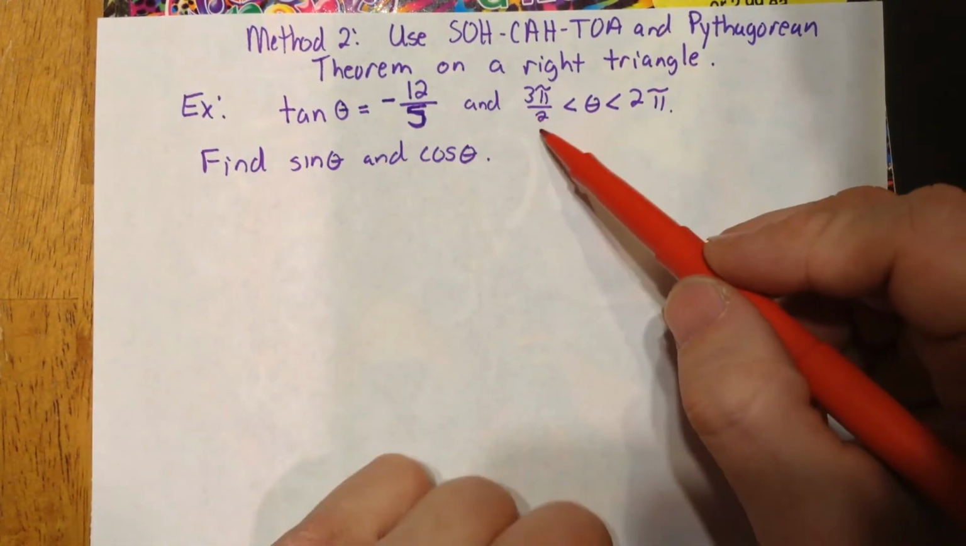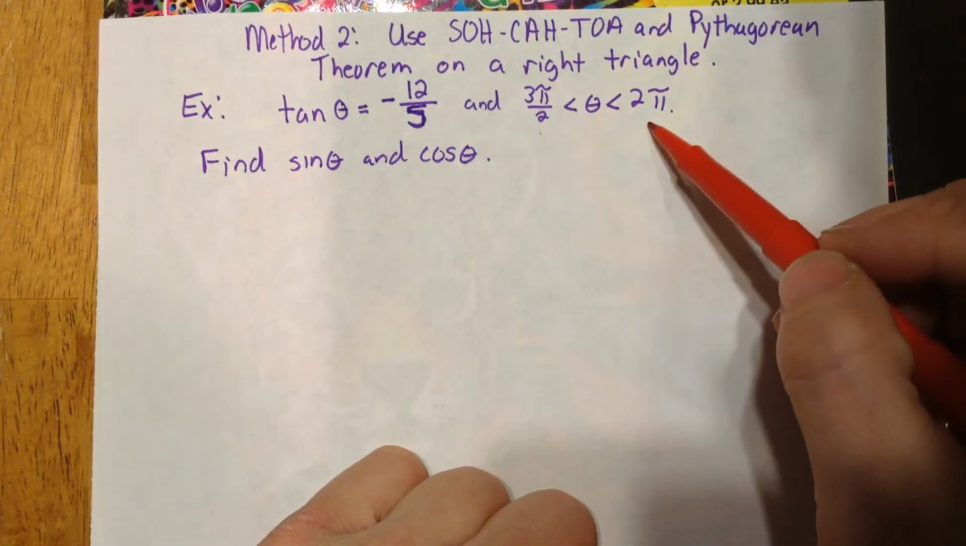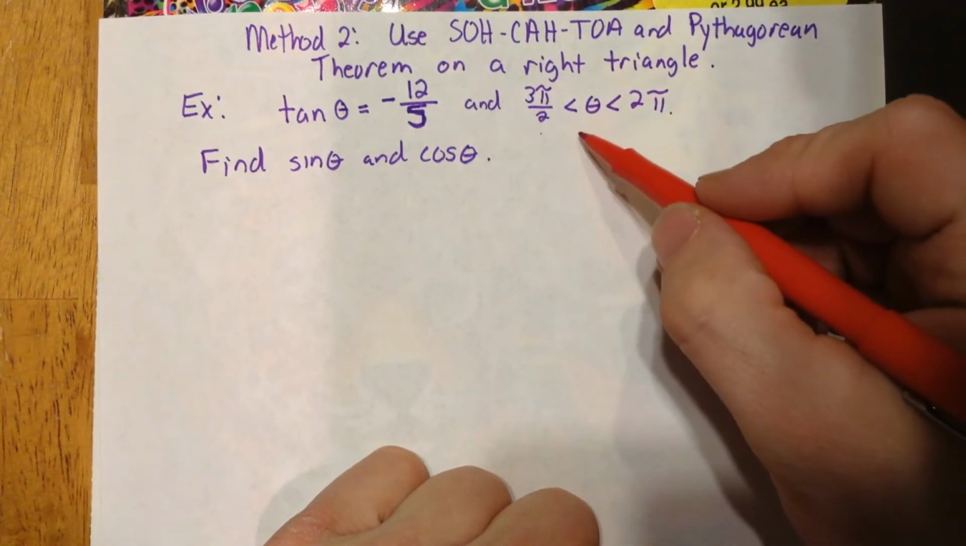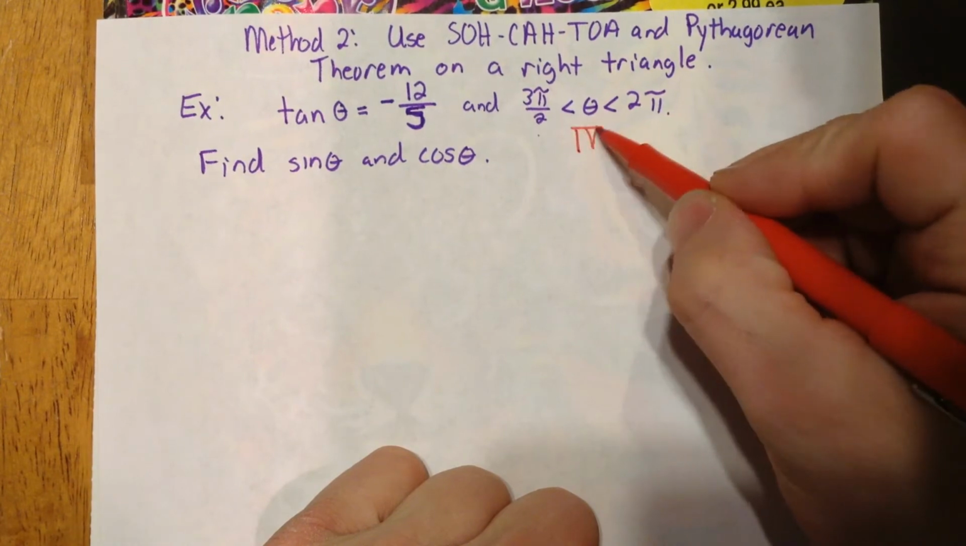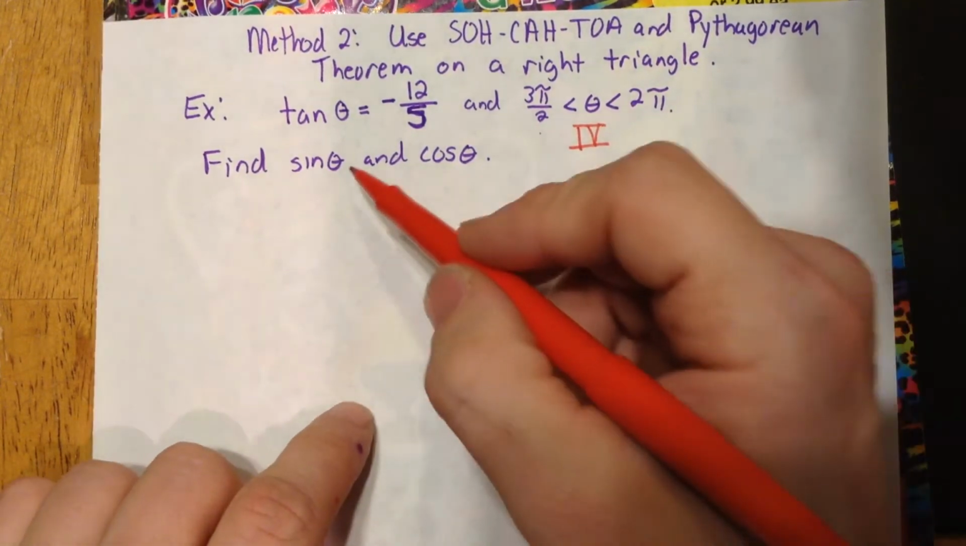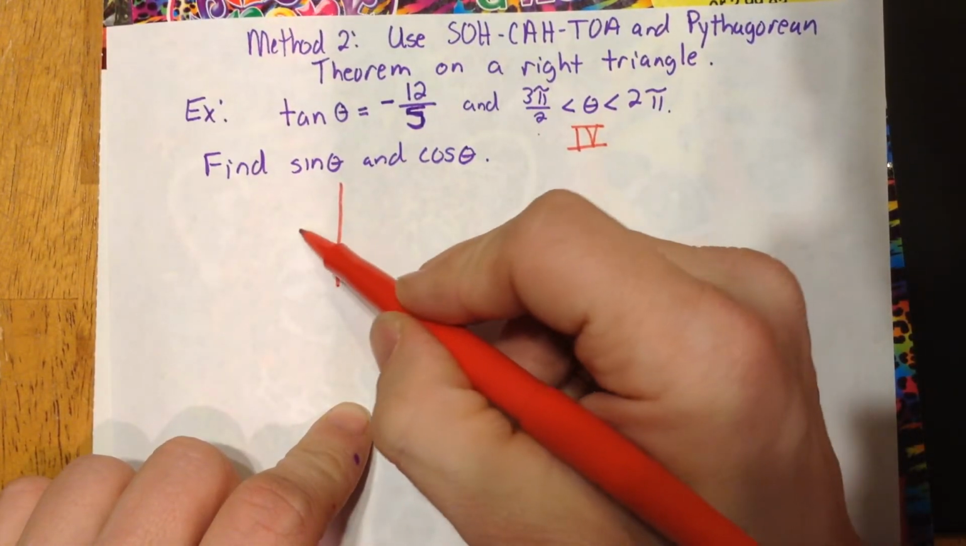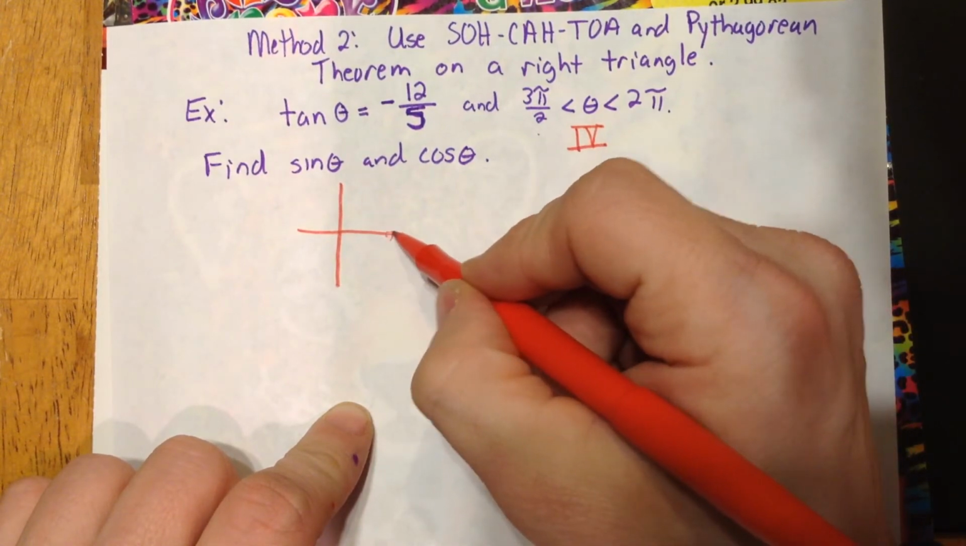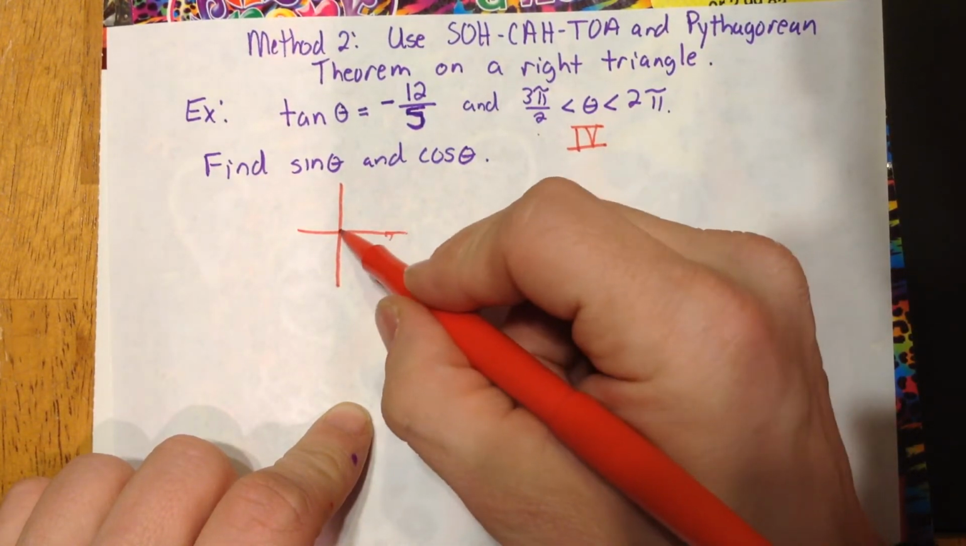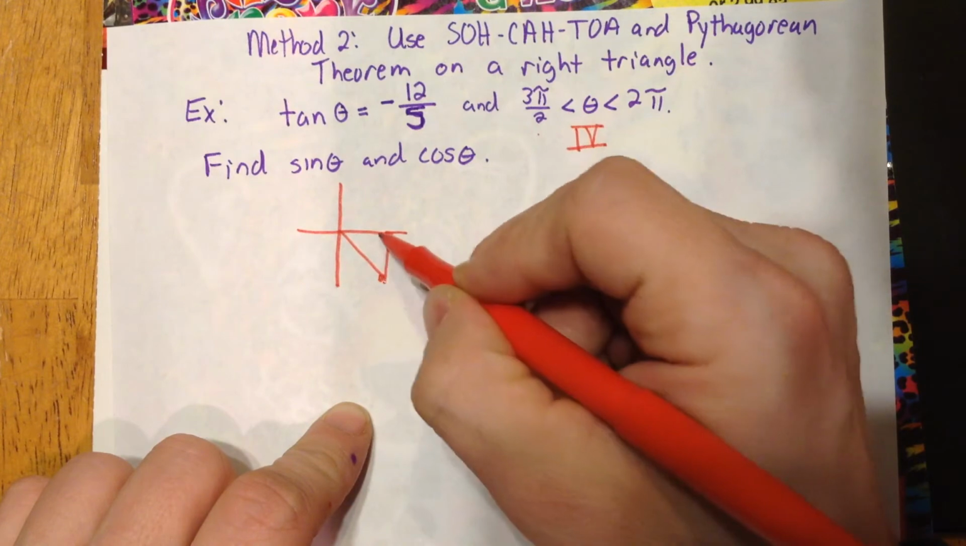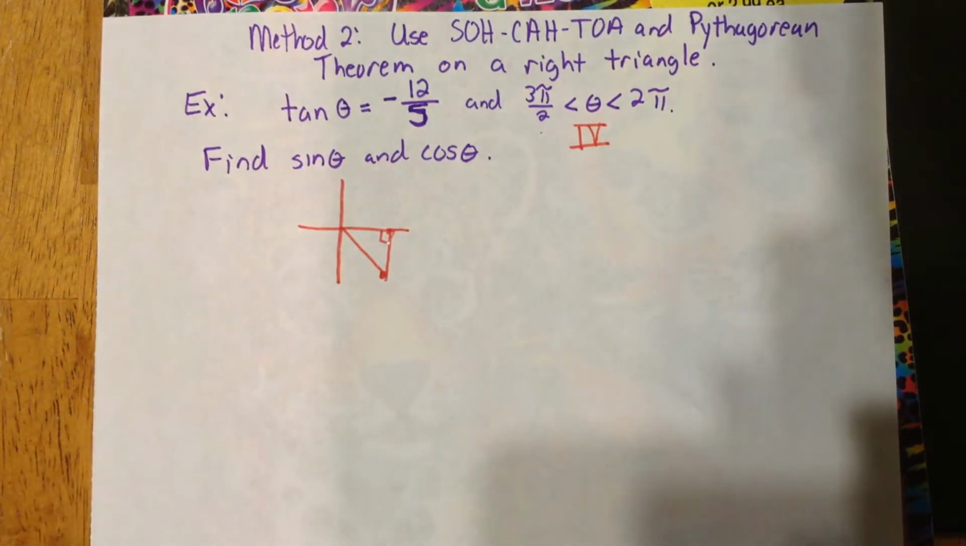You should realize that that's 270 degrees, and that's 360. So that would be in quadrant 4. So we draw a sketch into quadrant 4. This problem is very important to know what quadrant you're in. We always connect to the x-axis and make a right triangle.